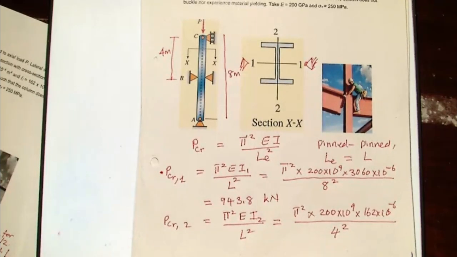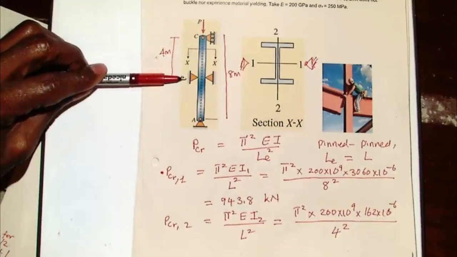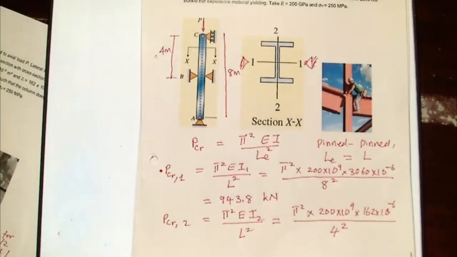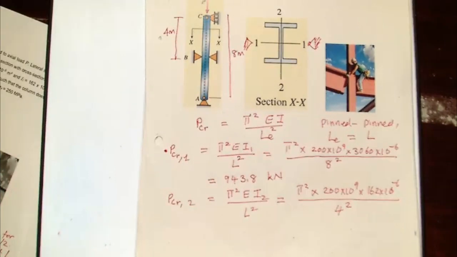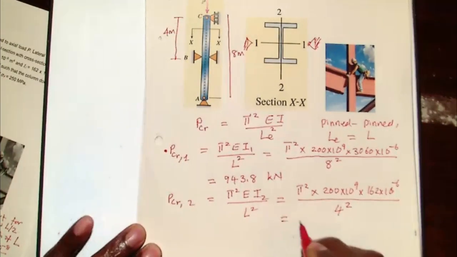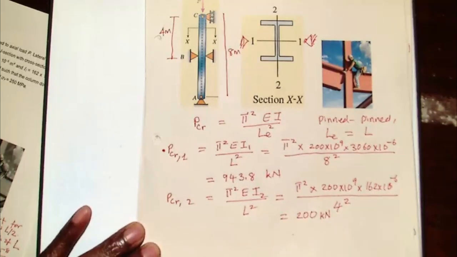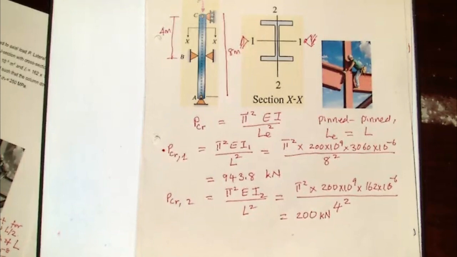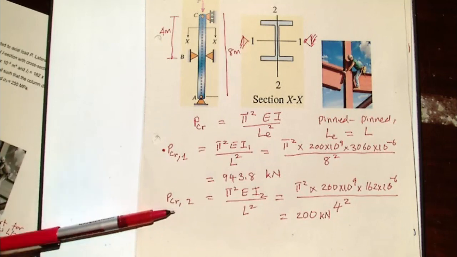So now we have 2 sections. That is pin, and that top is also pin. So we're only looking at the one at the top. If you do that, you will get a load which is roughly about 200 kilonewton. So if it's going to buckle, it will buckle about 2, because the load there is much less.